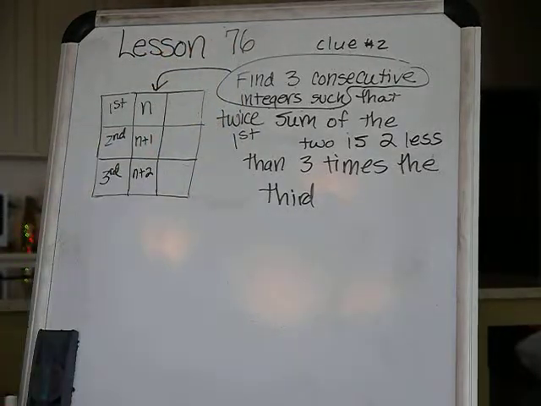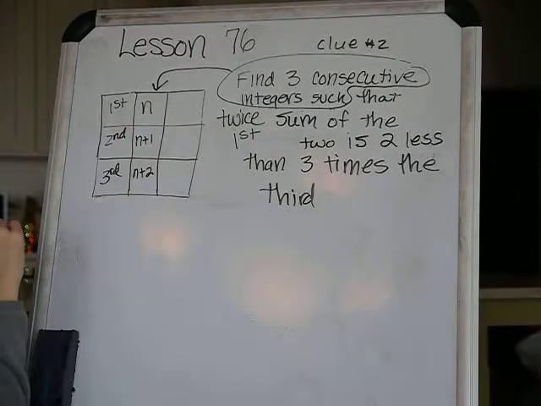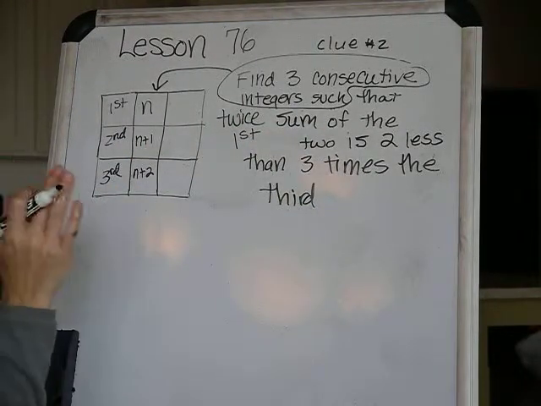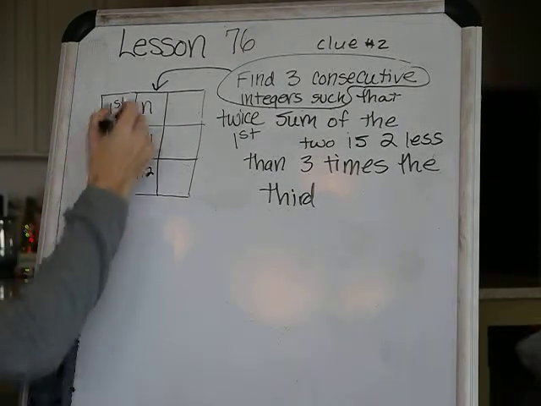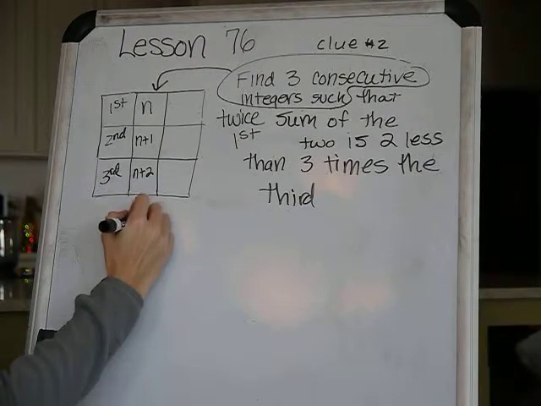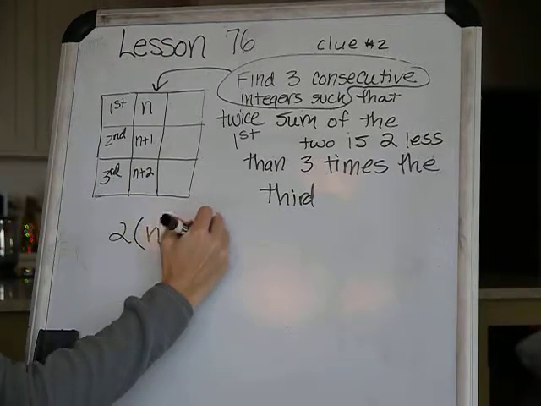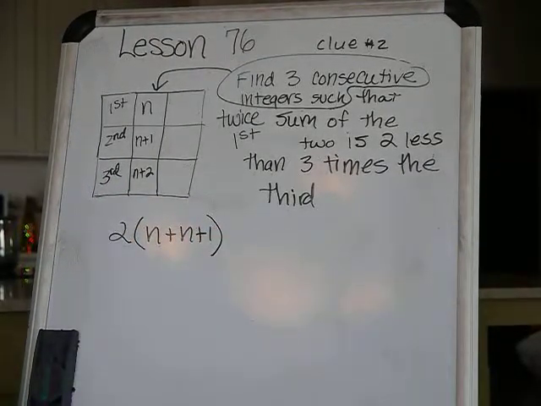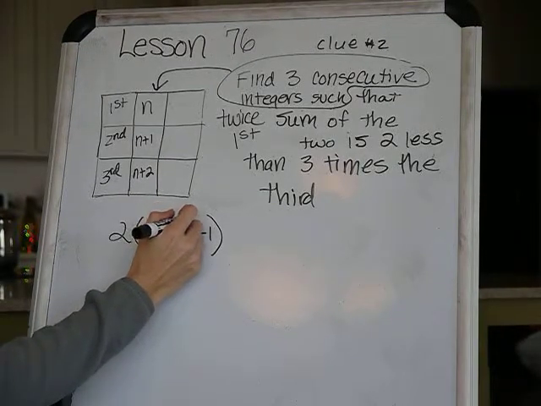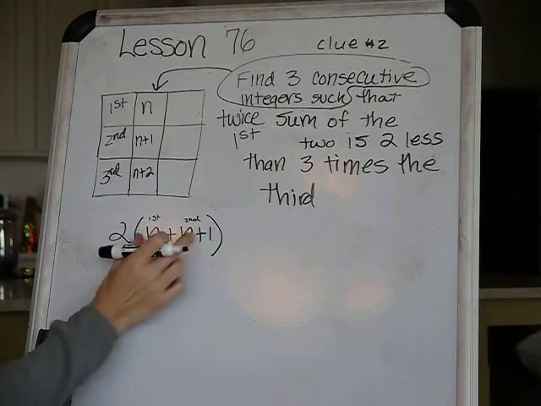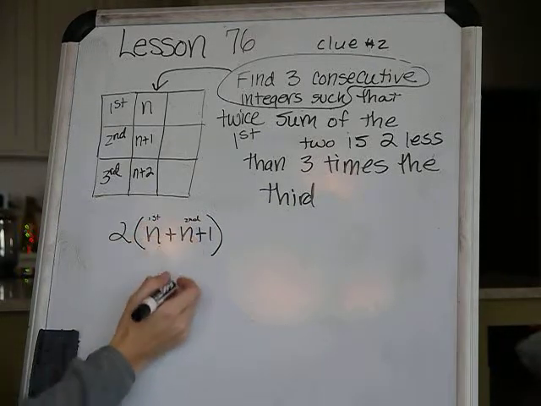That's the first clue, right? That tells you to do that, n plus 1. The second clue is a little bit messy. So twice the sum of the first 2. Is that what that looks like? Here's your first. Here's your second. Twice the sum of those guys.